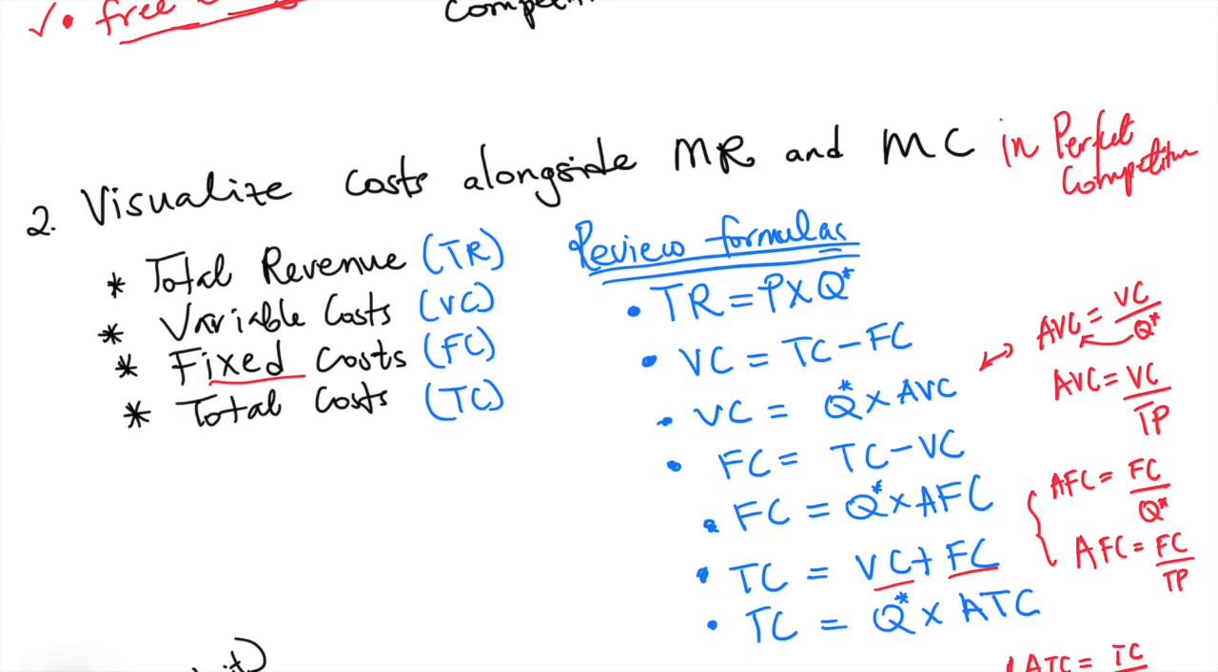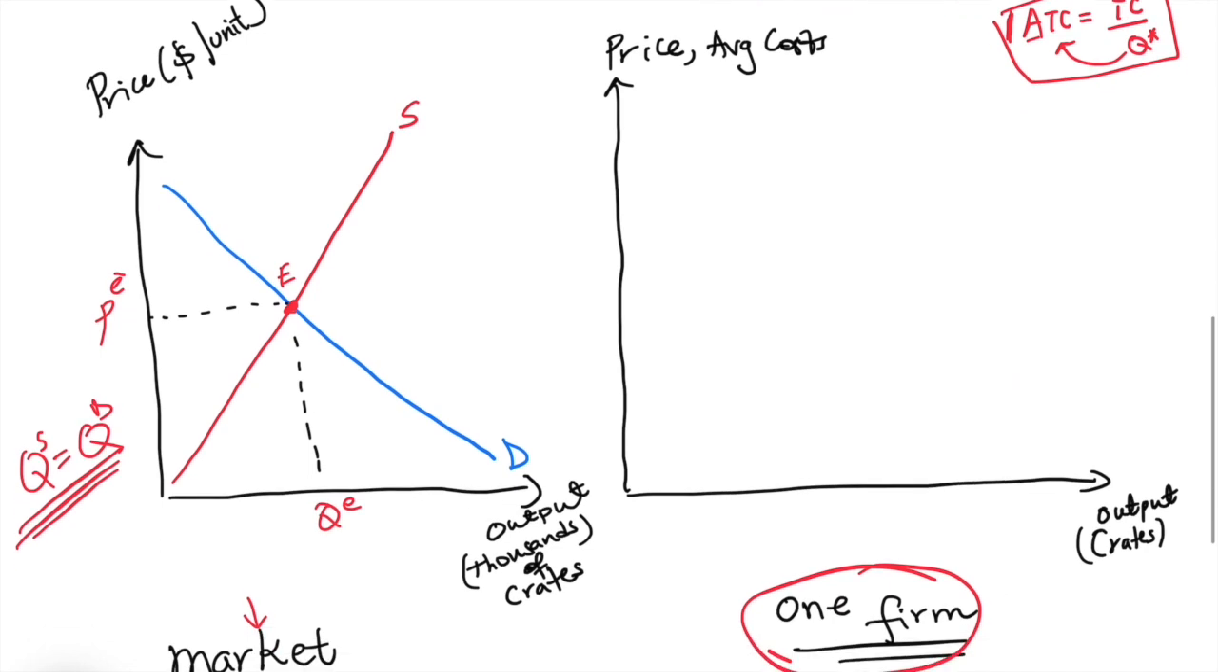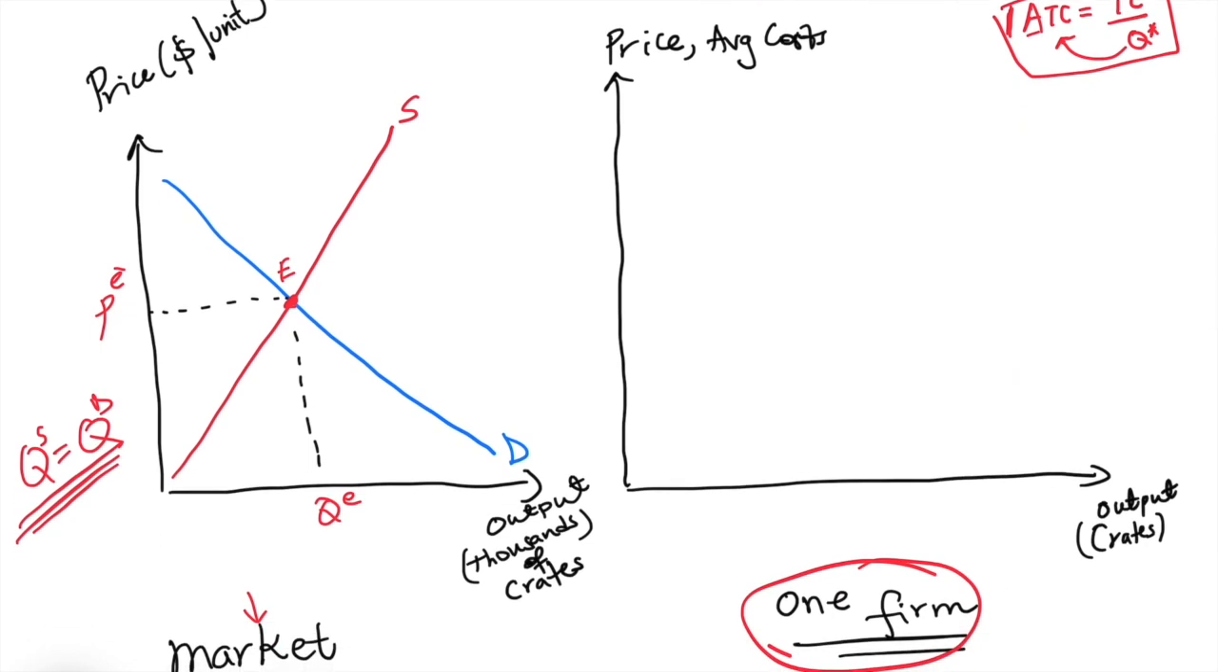How is that possible? Well, look just here. You see, average total cost is total cost divided by Q star. Multiply Q star by average total cost and you have total cost. Okay, so just a small review of some of these formulas. And so now we head over to visualizing cost. To be able to visualize costs, first I need to get the profit maximizing quantity in perfect competition.